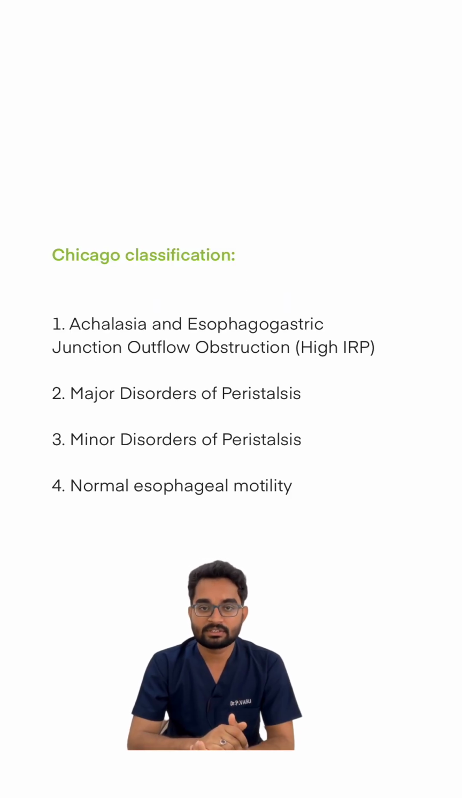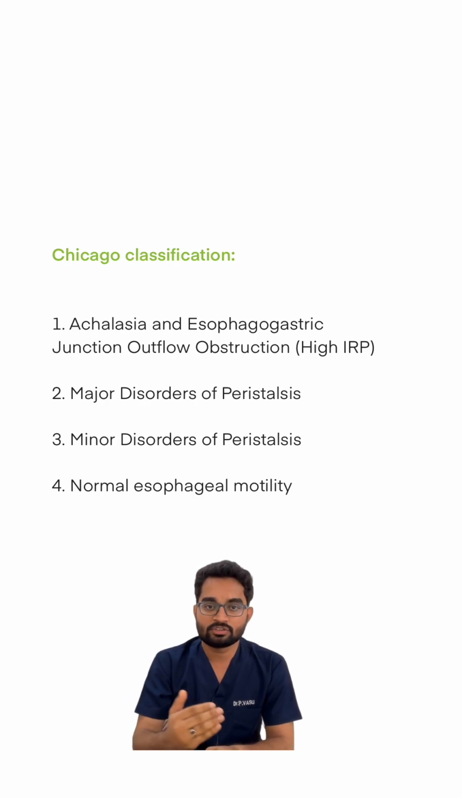After discussing the basics, coming to Chicago classification, the Chicago classification includes 4 subgroups. One is achalasia cardia and gastroesophageal junction obstruction. The second is major disorders of peristalsis. The third is minor disorders of peristalsis. And the fourth one is normal peristalsis.